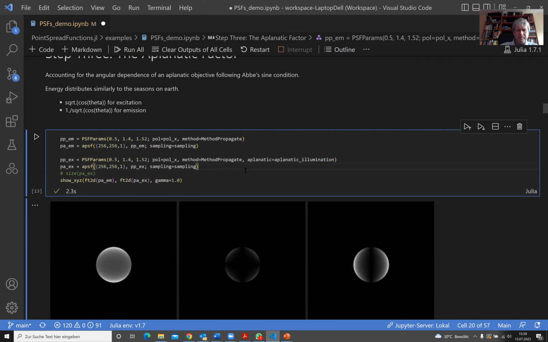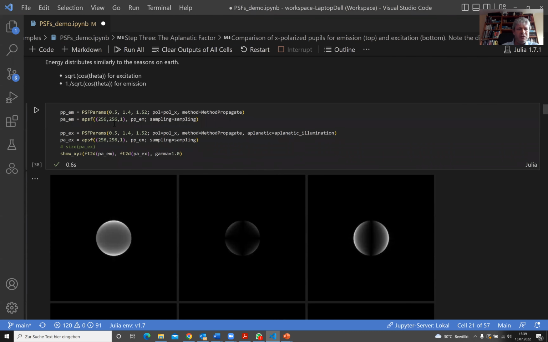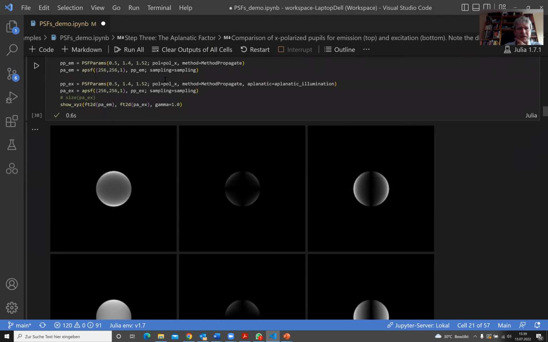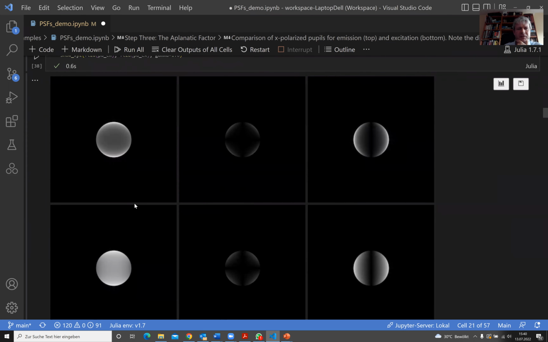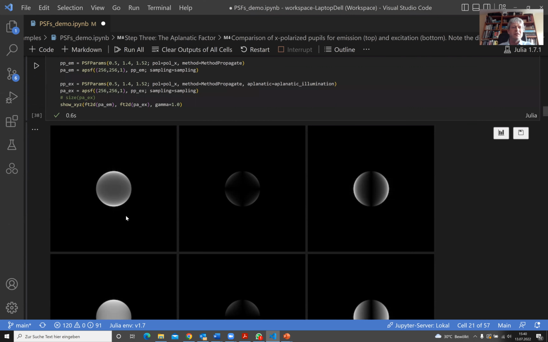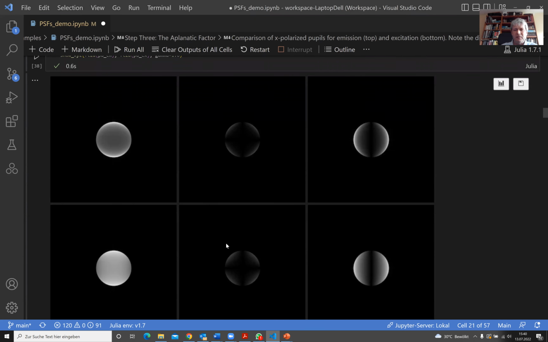And if we run this, you now see point spread functions, or rather in this case, the pupils for the different aplanatic factors. On the top, you see the emission aplanatic factor, where you see that the high angles next to the edge of the pupils are enhanced, whereas the excitation aplanatic factor is different, and it actually is reduced. So it comes down to a division by a square root of cos theta, or a multiplication with the square root of cos theta for these two cases.